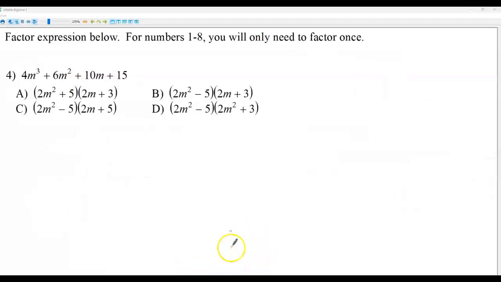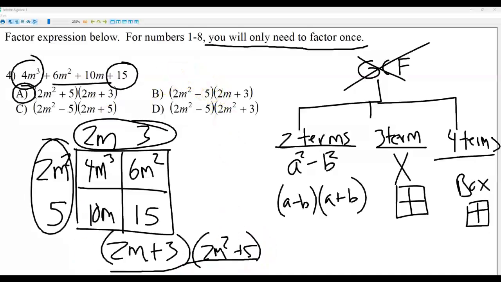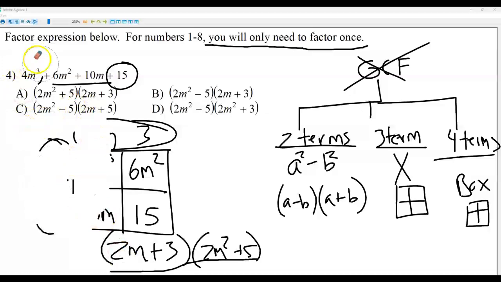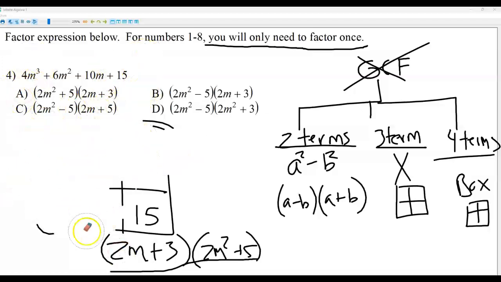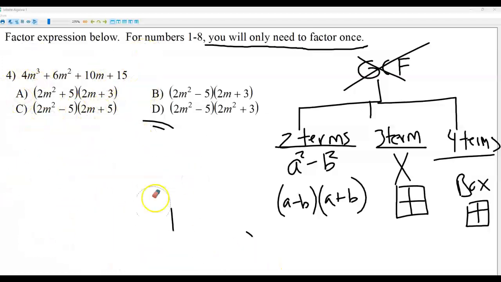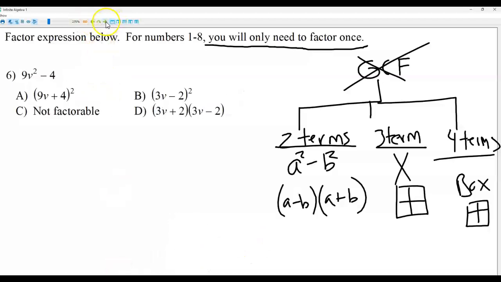All right, so that takes care of number 4. Let's go ahead and move on to number 6 here. I'll leave our chart up there so that we know which strategy to pick. Right, number 6.